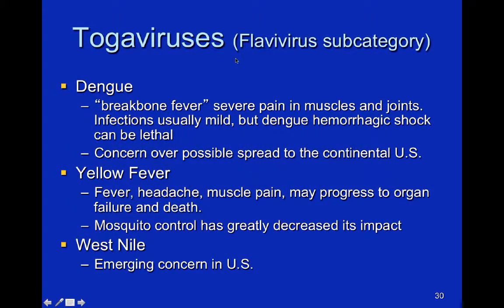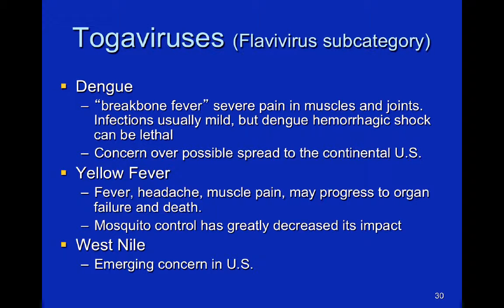As far as the Togaviridae, some of these viruses can cause either dengue fever, yellow fever, or West Nile. We've seen it here in Connecticut even, but very rare cases. And the cases that have been reported, usually they're in much older individuals, so people who are immunocompromised.